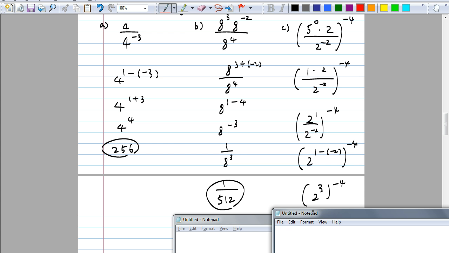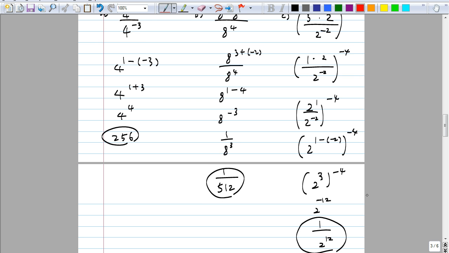So a 2 to the third to the negative 4th power, what is it? 2 to the power negative 12. Thank you. Then, of course, it's 1 over 2 to the 12th power. You don't need to multiply that out. Okay, good. If you didn't get it, ask your group.